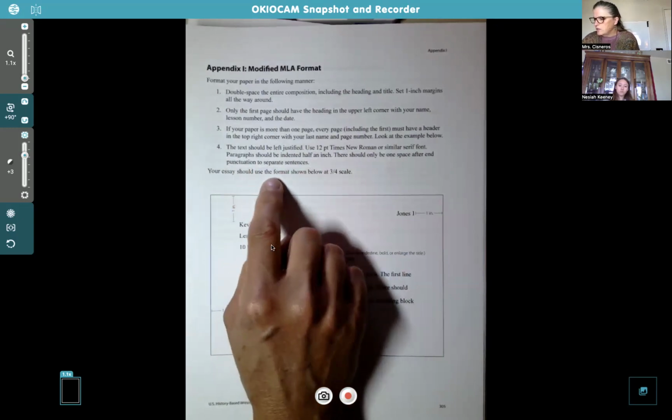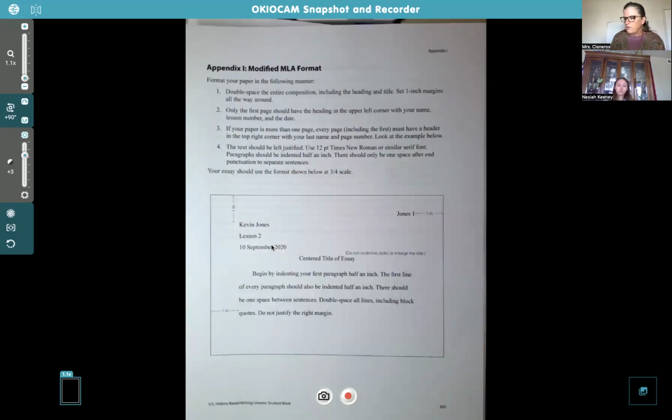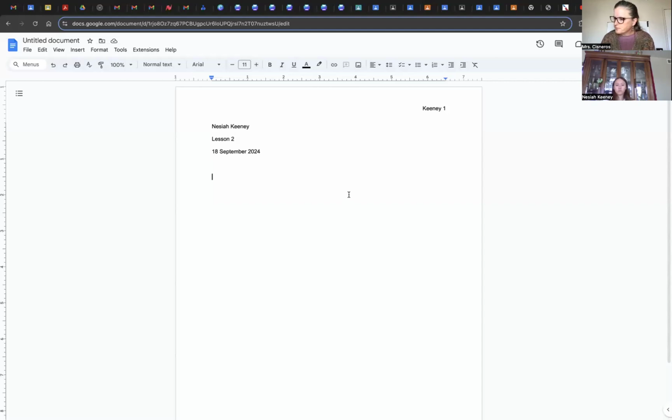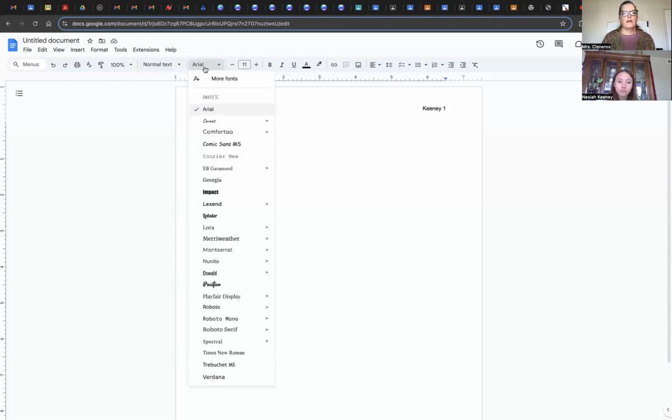There should only be 1 space after end punctuation to separate sentences. Your essay should use the format shown below at 3/4 scale. So that's just telling you the scale on that. So let me show you one more time on Google Docs. And we're going to look at the font. So right now it's in Arial. You see that word here, that's the font.